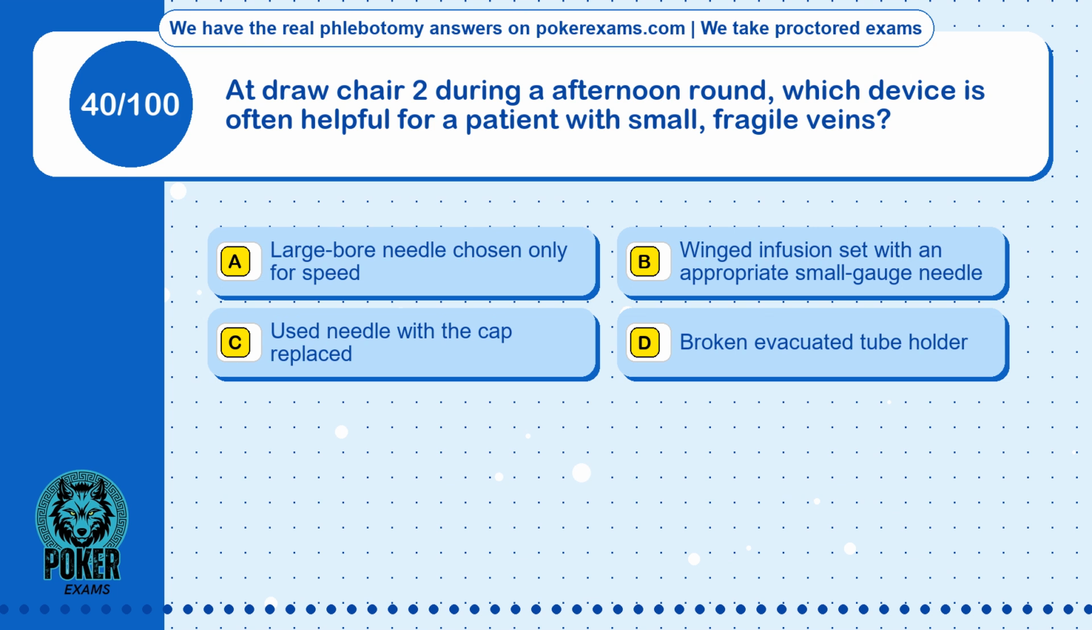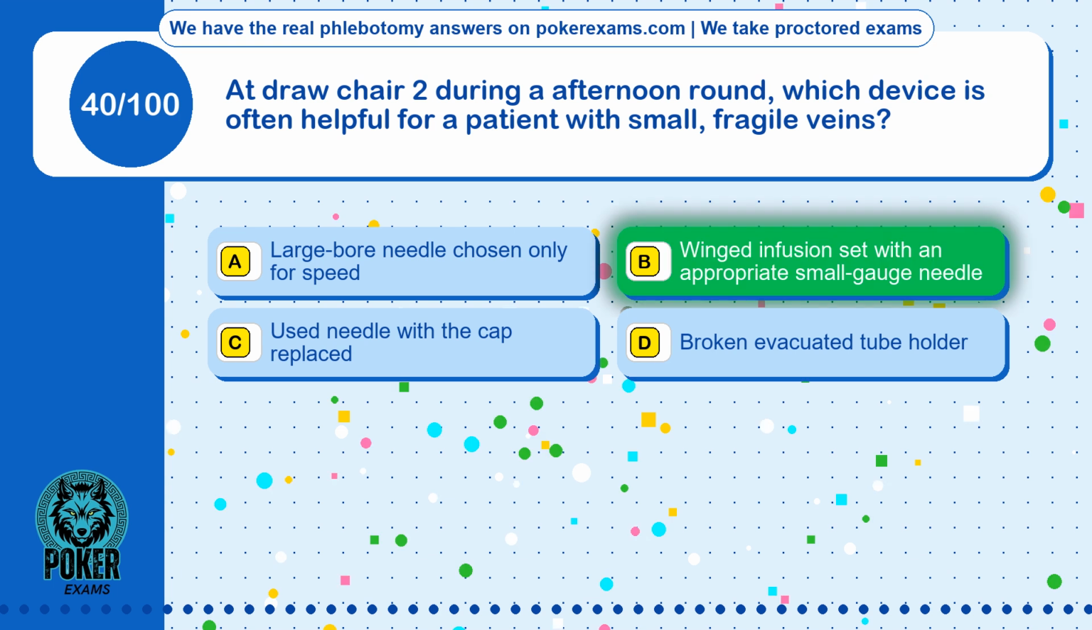Question 40. At draw chair 2 during an afternoon round, which device is often helpful for a patient with small, fragile veins? Option A. Large bore needle chosen only for speed. Option B. Winged infusion set with an appropriate small gauge needle. Option C. Used needle with the cap replaced. Option D. Broken evacuated tube holder.